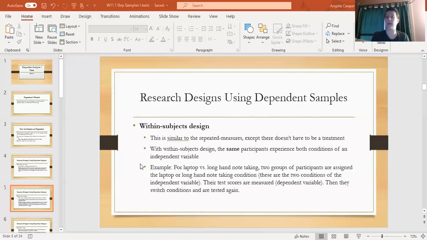Those who started with the laptop now are taking notes, pen and paper, and those who started with the pen and paper are now doing the laptop. Same people, it's a within subjects design. They're experiencing both conditions of the independent variable.